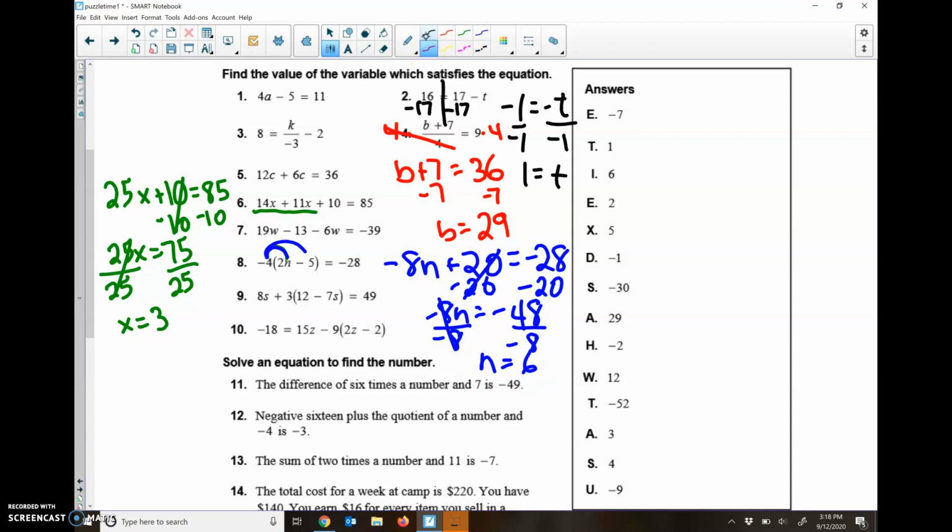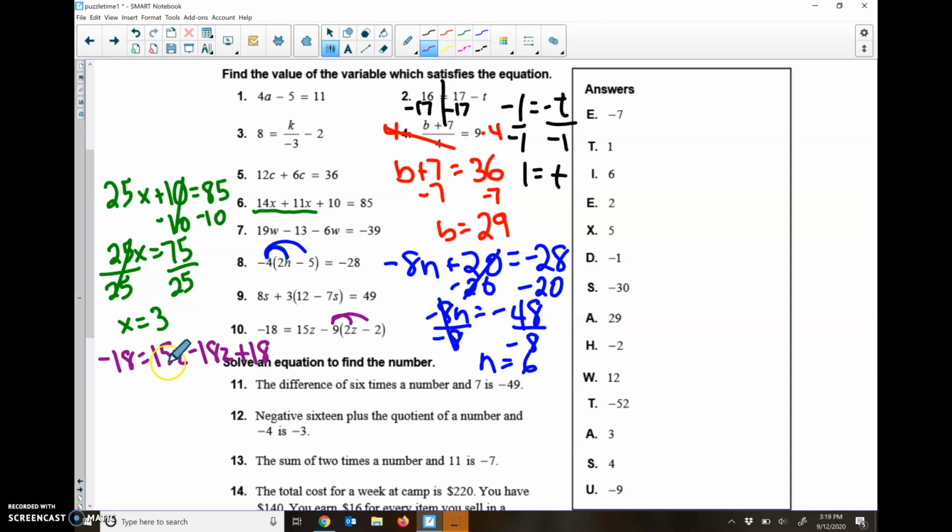All right, let's look at 10 over here. So 10, kind of the same thing. I have a negative 9 times the 2z, and a negative 9 times a negative 2. So I have negative 18z. And a negative 9 times a negative 2 is a positive 18.